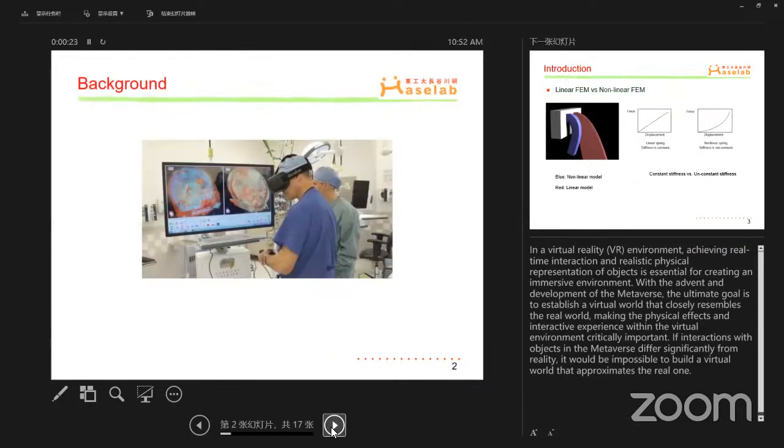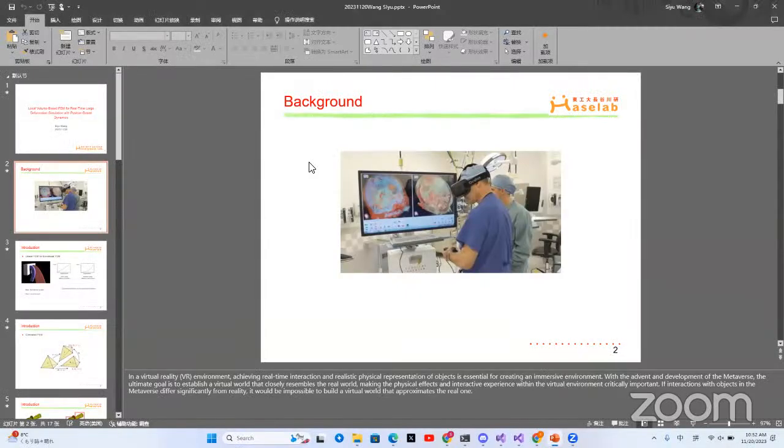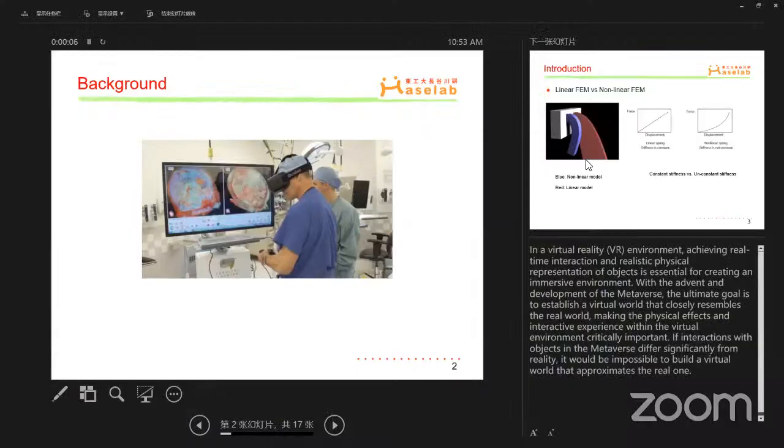In a virtual reality environment, achieving real... No, again, we will be able to... Achieving now there's no. So far, now the speaker mode, and speaker mode.